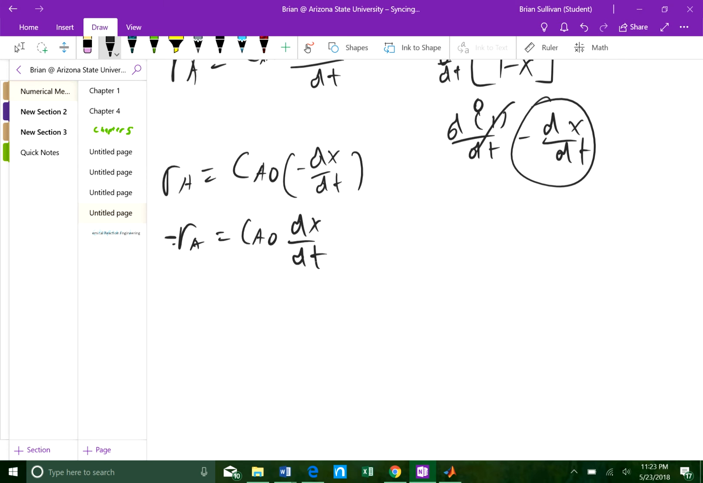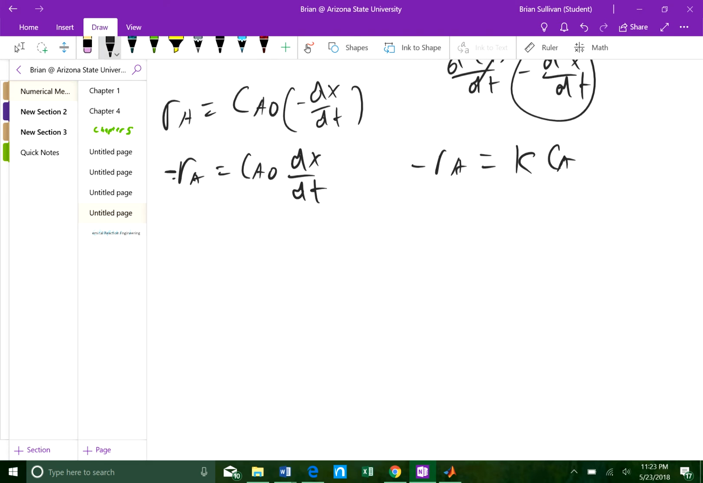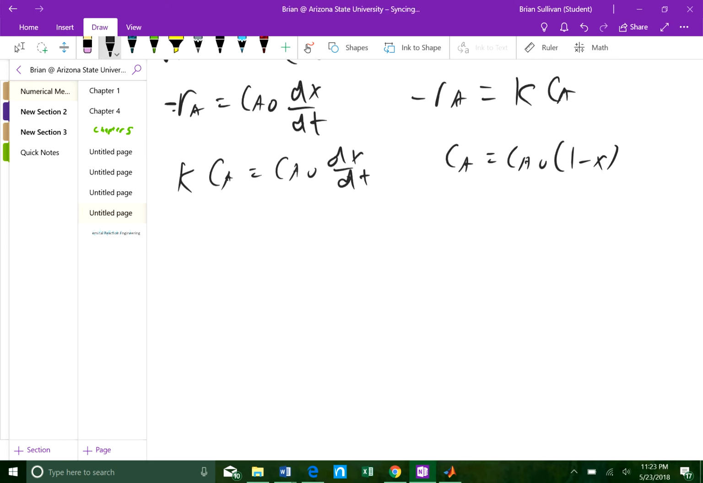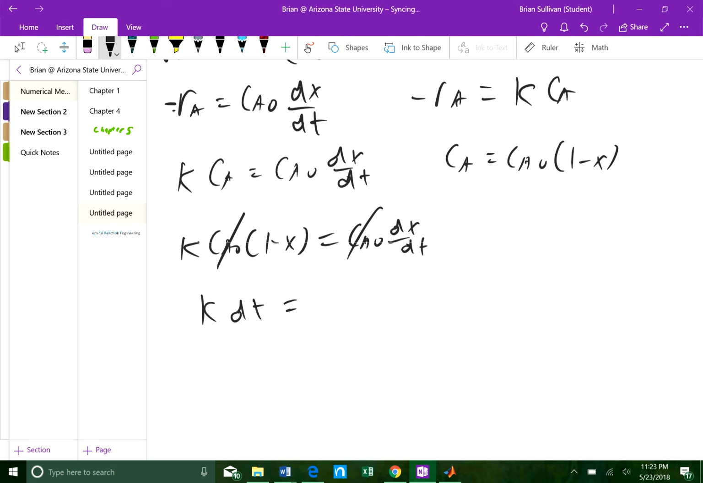Now, when you get your reaction rate, you're going to get it in terms of concentrations. So let's take the case where we're given a first order reaction. We plug that in for negative RA. Now we're not going to use CA, we're going to use our little conversion trick again and plug that in. So it's CAO dX/dt. Now CAO cancels, see what happened? What we're left with is k times dt is equal to dX over (1 minus X).